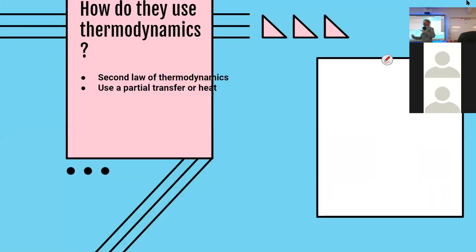Okay, how do they use thermodynamics? Diesel engines use the second law of thermodynamics. I did have a picture of how it works for heat engines, but I couldn't get it to connect. So they use a partial transfer of the heat. I spelled it wrong, but they use a partial transfer. With the second law of thermodynamics, it's hard to explain without the picture, but they both go down. And then for heat engines, there's a cylinder, and the cylinder takes a little bit of the heat, but not all of it. Yeah.